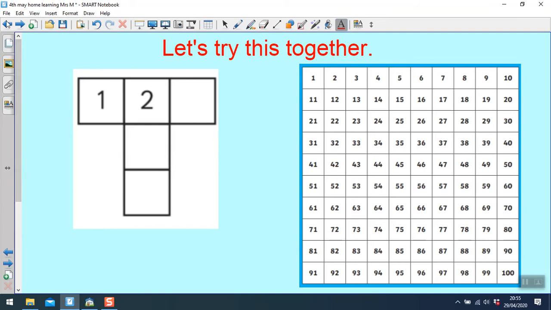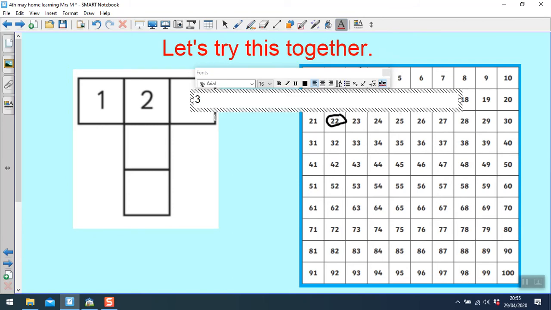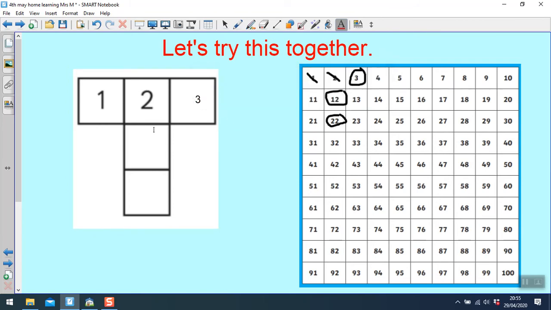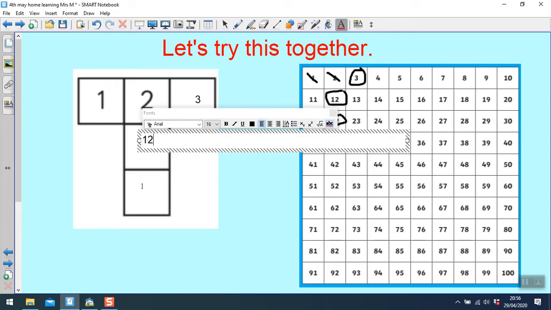Let's try this together. So previously we've had to fill in a square with missing numbers, but now they're going to be irregular shapes, random shapes like this. So I could use 100 square to help me. I've got 1, 2, something, something, something. I know that as I move along I add on 1, so I've got 1, 2, 3. As I go below 2 I'm adding on 10. So 10 more than 2 is 12. 10 more than 12 is 22.